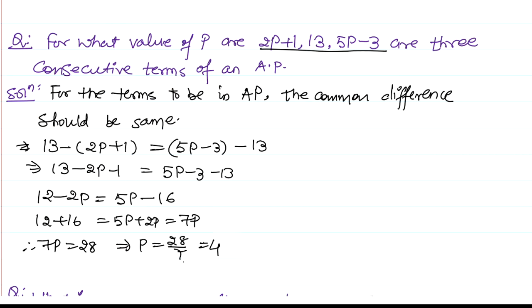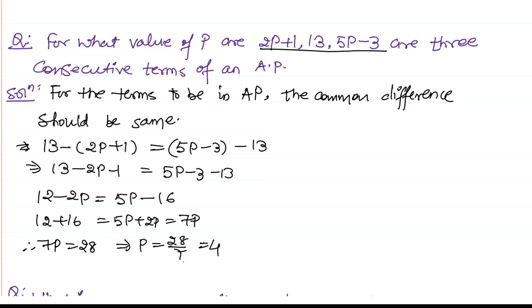Okay, so let's try to understand this particular question. The question says, for what value of p are the terms 2p plus 1, 13 and 5p minus 3 three consecutive terms of an AP?